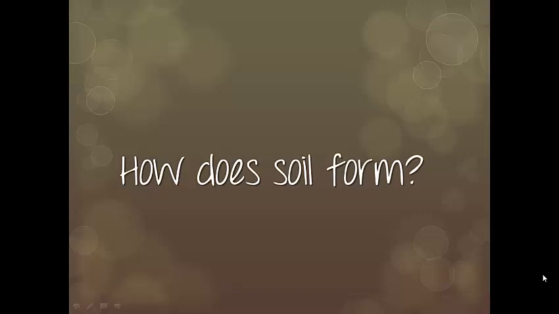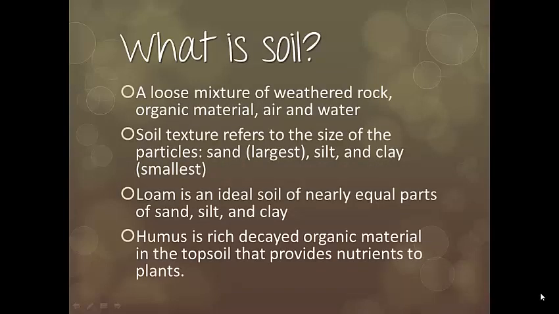So before we look at how soil forms, it's probably a good idea to get a working idea of what soil is. So what is soil? Soil is a loose mixture of weathered rock, organic material, air, and water. And so you've got sediment, basically, organic material, which is usually decayed, air, and water. So those are the four main ingredients to make soil. We also talk about soil texture, and soil texture refers to the size of the particles. Sand are the largest particles, silt are the medium-sized particles, and clay are the smallest, although silt and clay are both pretty fine in terms of sediment sizes.